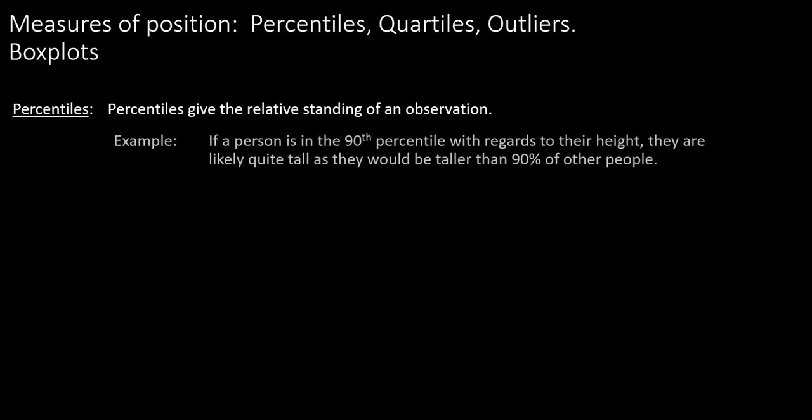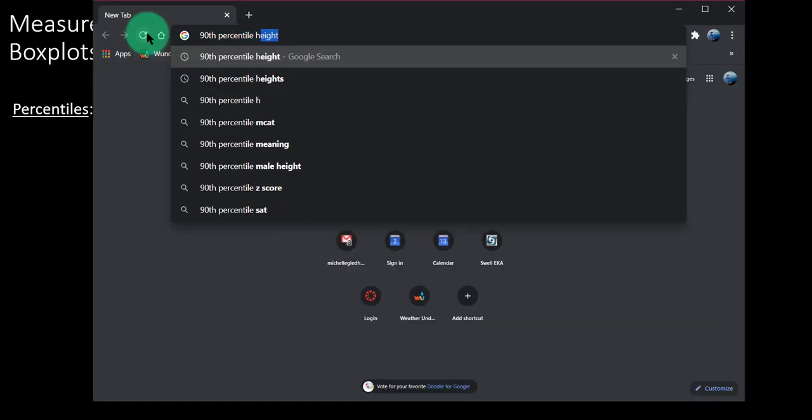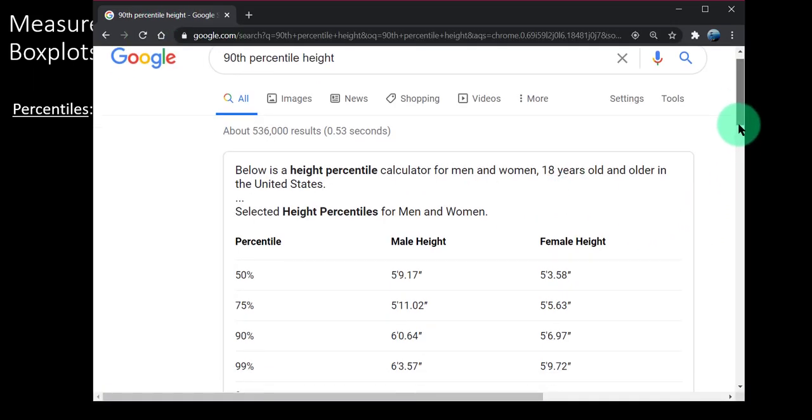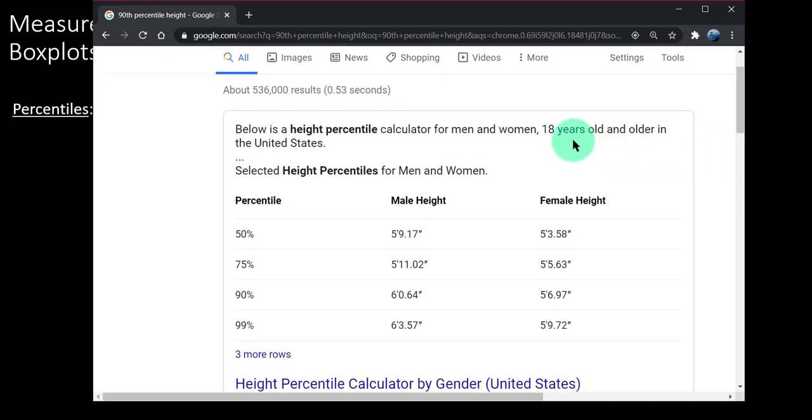And as a quick digression here, I just Googled 90th percentile height, and sure enough, there are some statistics regarding this for the population of adults in the United States. It appears that the 90th percentile for male heights is a little over 6 feet, almost 6'1", and for women's height that would be just shy of 5'7". Just kind of a fun little digression there.